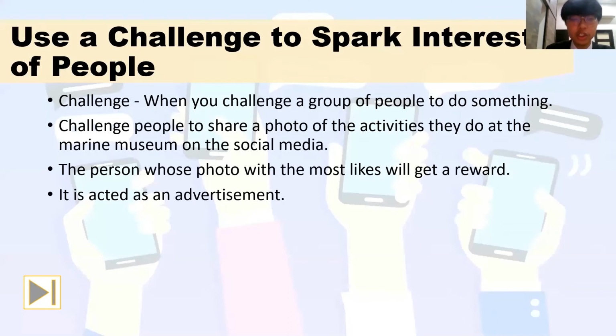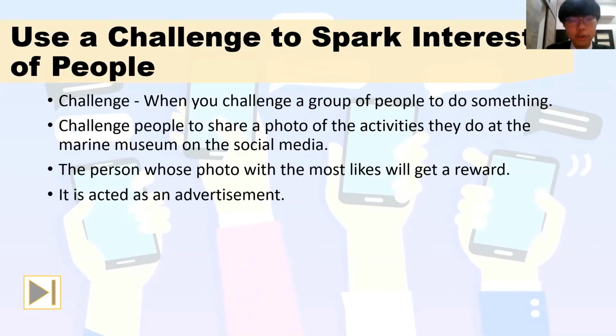Then the third marketing strategy is to use a challenge to spark interest of people in the Marine Museum. Basically, a challenge is when you challenge a group of people, such as Facebook fans or Instagram followers, to do something for a certain number of days. Therefore, in order to promote the Marine Museum, we can post content to the public through social media such as Facebook or Instagram to challenge them to share what they would do on a trip to the Marine Museum. We will challenge the social media users to share a photo of the activities they do at the Marine Museum on social media with the hashtag of the Marine Museum.